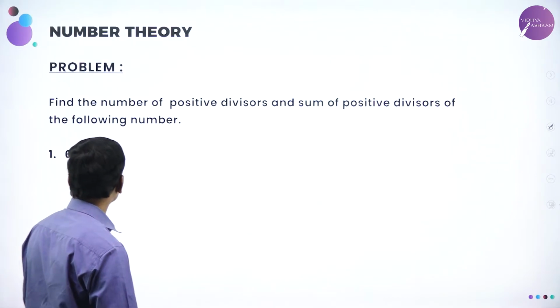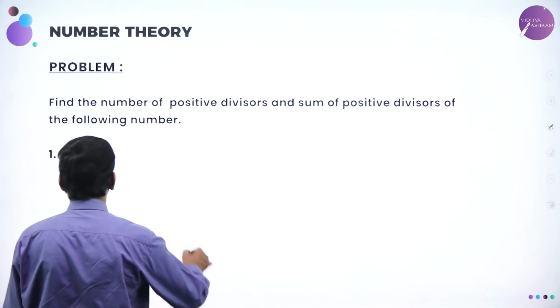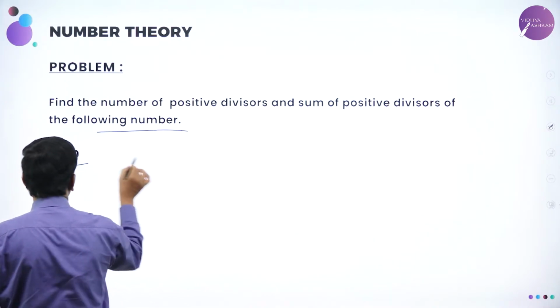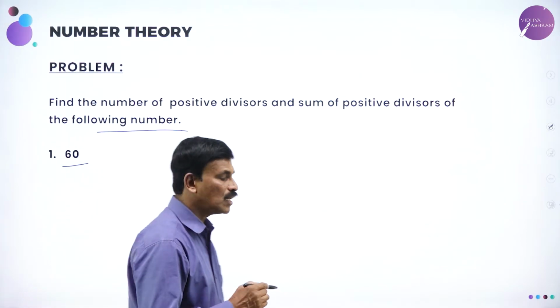Now, let us come to the first problem. Find the number of positive divisors and the sum of positive divisors of the following number. So, what is the number given? 60. Now, let us represent this 60 in the canonical form first.